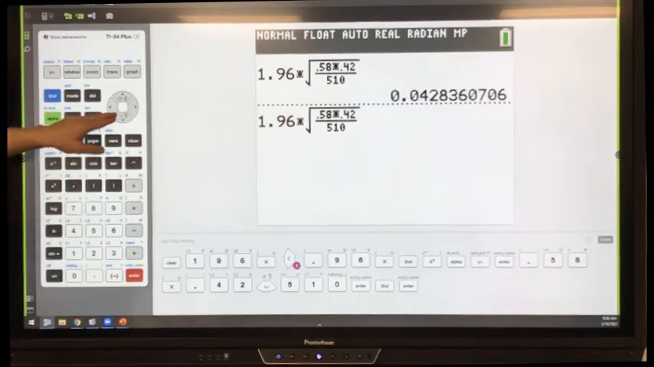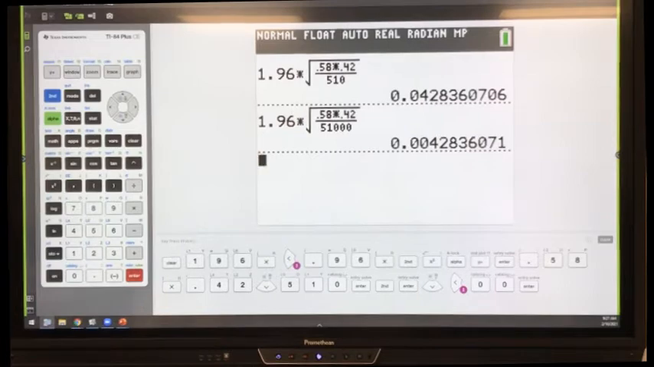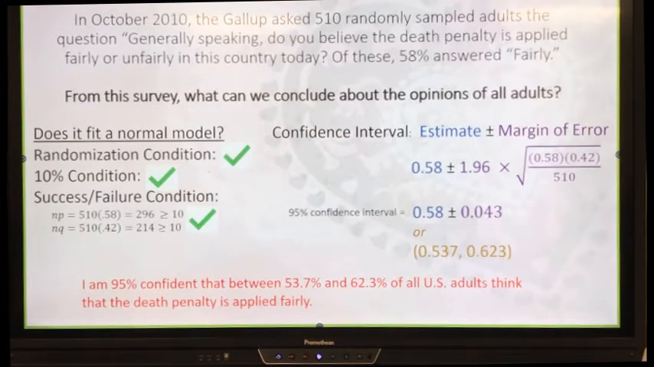Now, what can you tell me? What if I were to increase this to 51,000? What does that do to my margin of error? So I increased my sample size. I increased my n. What did that do to the margin of error? It made it smaller. The more samples I get, the more confident I can be, and the smaller that confidence interval becomes. Something to note.